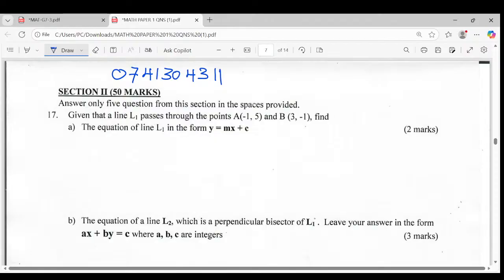So let's have a look at question number 17.